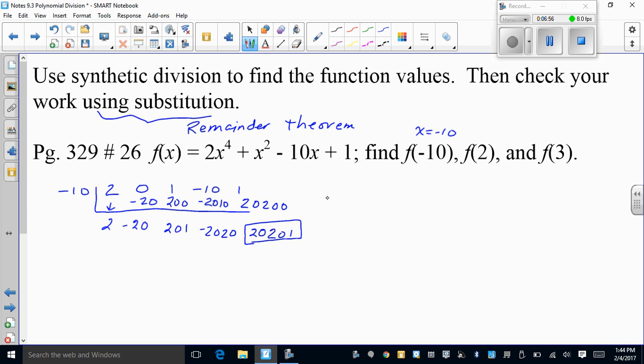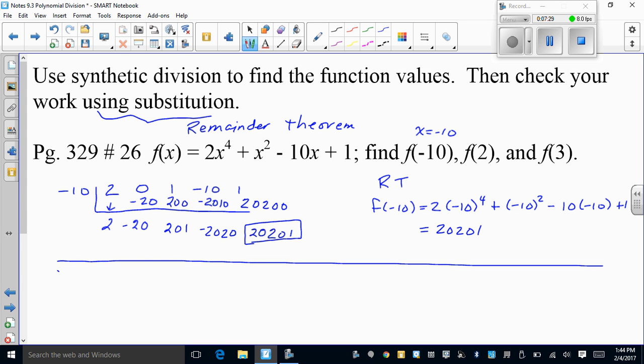And remainder theorem, you would do the f of negative 10 is 2 times negative 10 to the 4th plus negative 10 squared minus 10 times negative 10 plus 1. And you should get 20,201. So let's try f of 2. Now, if you want, you can pause this and try f of 2 yourself and see how it worked out for you.